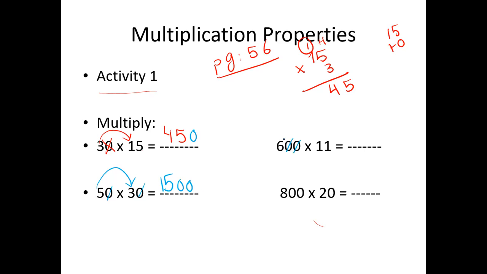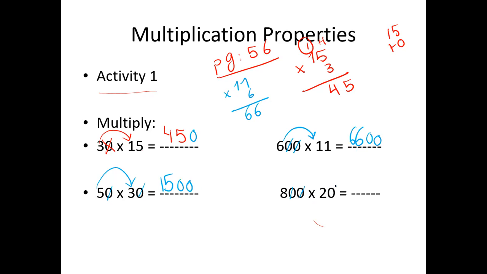Let's skip the zeros here. 6 times 11, how much? 11 up, 6 down. 6 times 1, it's 6. 6 times 1, it's 6. So 66. How many zeros did I skip? I skipped 2 zeros. Place them at the end.